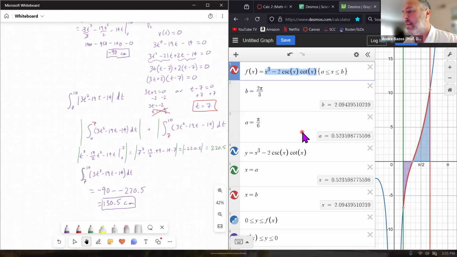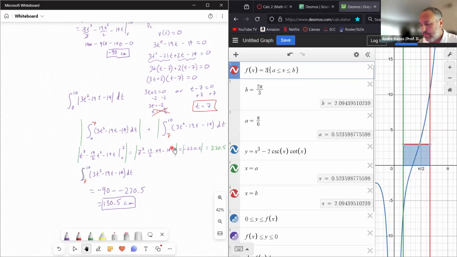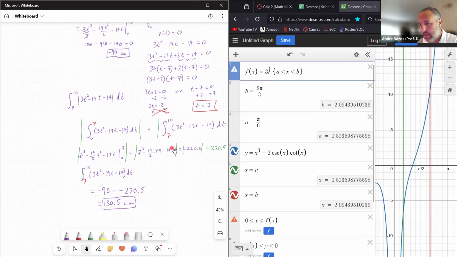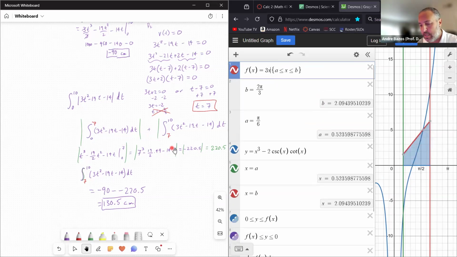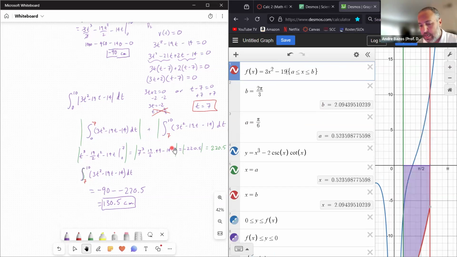I need to flip my computer around. So I'll replace it with my 3t, well, not t's, let's use x's to not confuse it. 3x squared minus 19x minus 14 is the function.